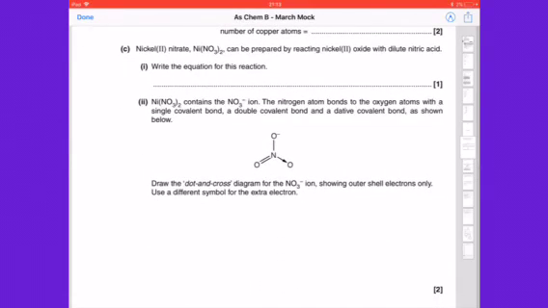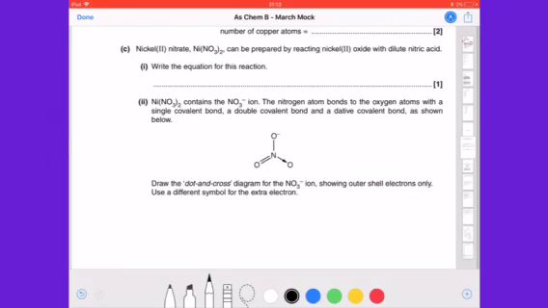Writing the equations here should be easy enough. For this reaction, the reaction should be nickel oxide, which is NiO, reacting with 2 lots of sulfuric acid, and that will form your nickel nitrate, which is NiNO3, and water, H2O. And that is your balanced equation.